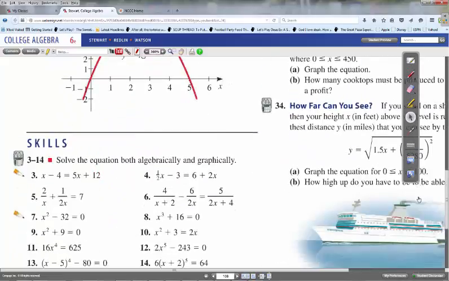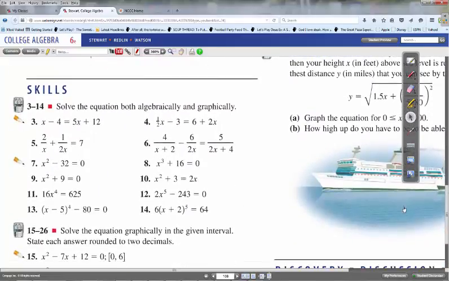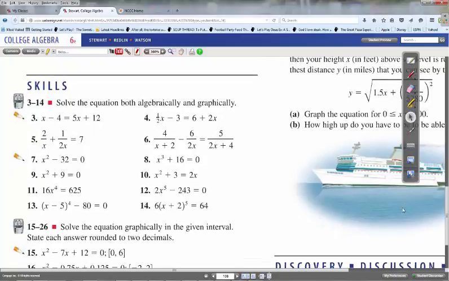So let's look at something a little more ugly looking. Solve the equations both algebraically and graphically. So if you get this kind of problem on your homework, don't forget you have to solve it algebraically as well. That means literally solve the equation on your paper.